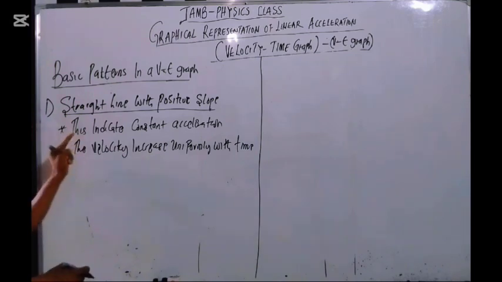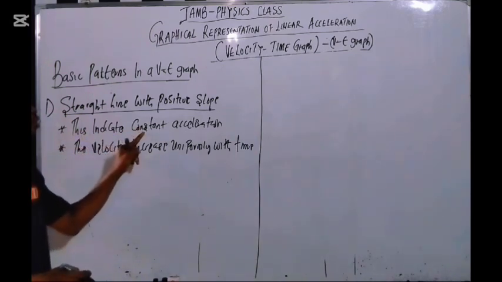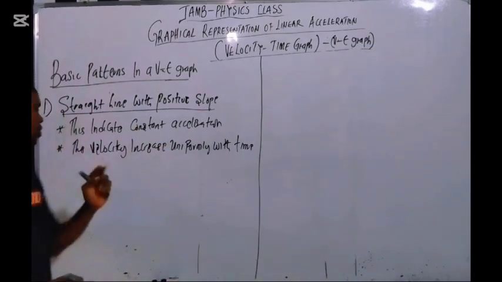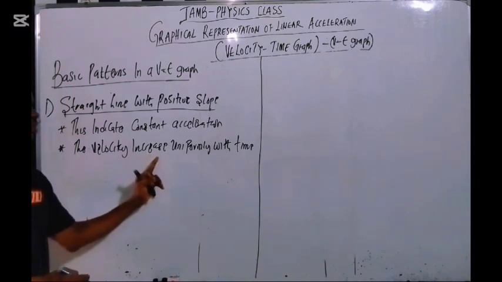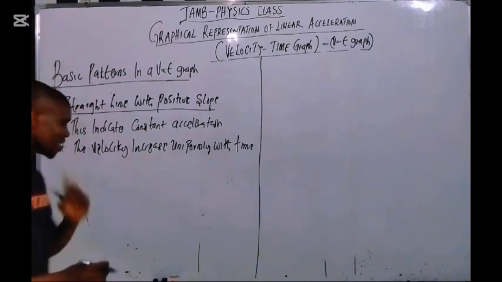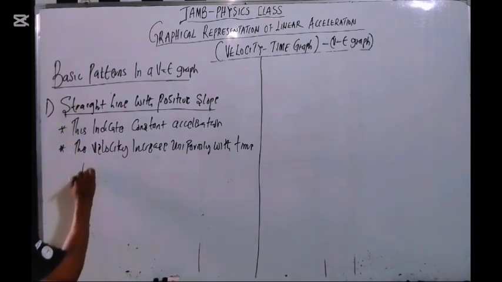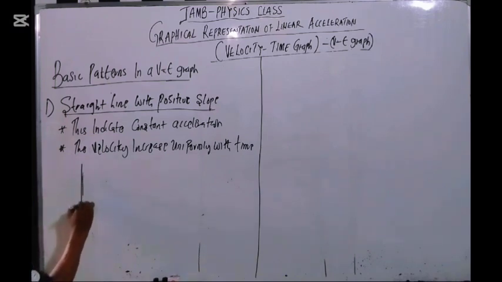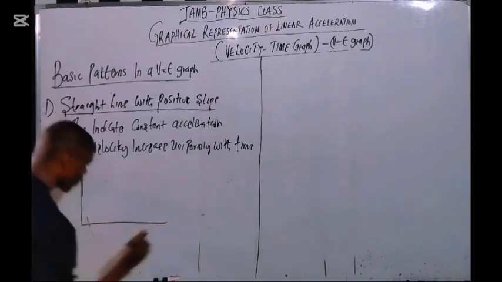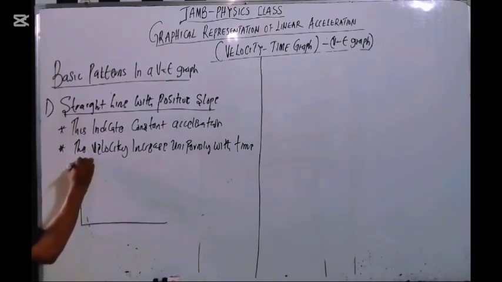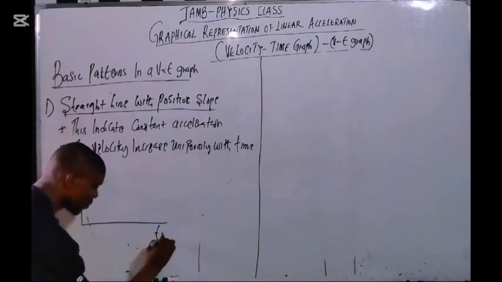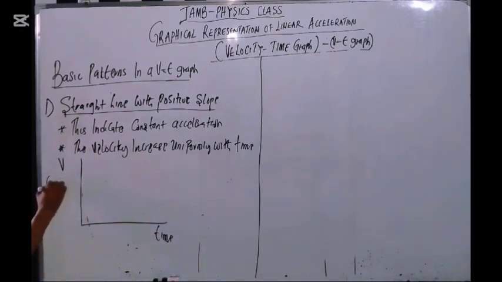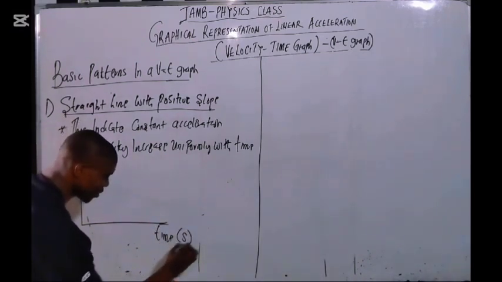There are two things here. This indicates constant acceleration. Number one. Two, the velocity increases uniformly with time. Now, let me draw this for you so you understand this better. So here we have the velocity and the time, right? This is meter per second, and this one is seconds, right?